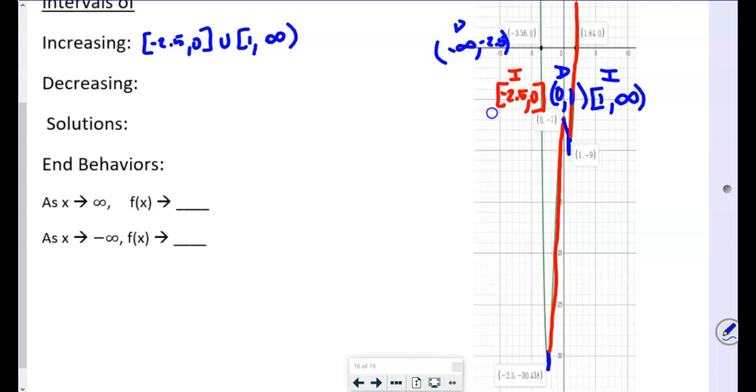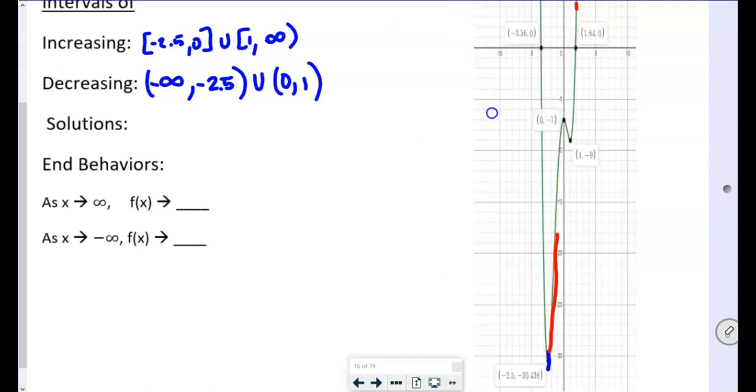Then our decreasing were from negative infinity to negative 2.5. We have a parenthesis there because we had a bracket for the one before, and we're going to join that with the other group of decreasing, which was from 0, comma to 1, right? Okay, now let's look again. Let me erase this. And let's look at our x-intercepts, which are our solutions, okay, guys? So these are our solutions right here, where the graph intersects the x-axis. So this is going to be negative 3.56 and 1.84. Sorry, I almost put a negative.